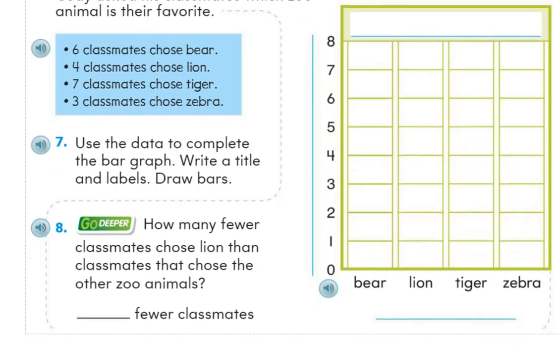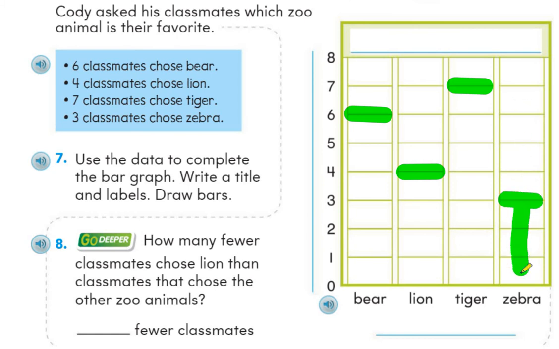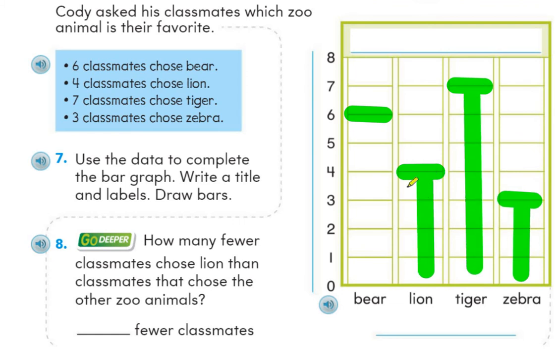Cody asked his classmates which zoo animal is their favorite. So 6 chose a bear, 4 chose a lion, 7 chose tigers, and 3 chose zebras. Okay, then we can just fill those in. Use the data to complete the bar graph.